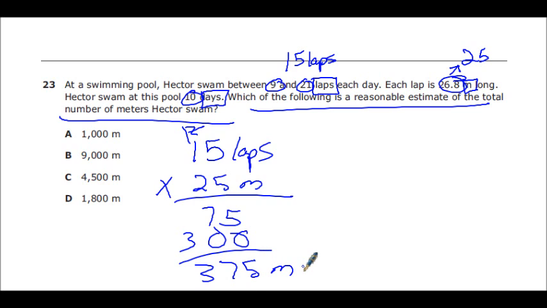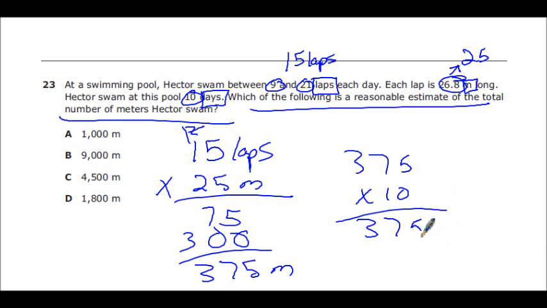Now he does this for 10 days. So I take 375 and multiply that times 10. I get 3,750 meters total. Now, there is no 3,750 here, but this one, C, is the closest one to it. Both A and D are going to be very low. B is going to be kind of high. C is going to be a reasonable estimate right there. So 4,500 meters.